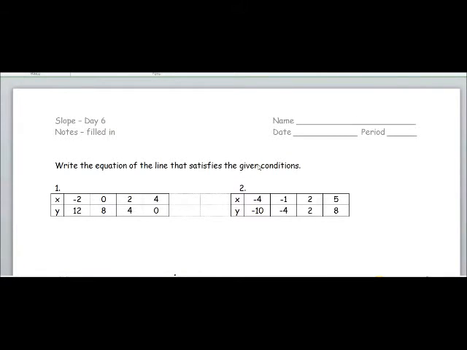Alright, today we're going to bring together a couple of things, and let me show you. We're going to write equations based on the tables that we have. So let's look at something here.